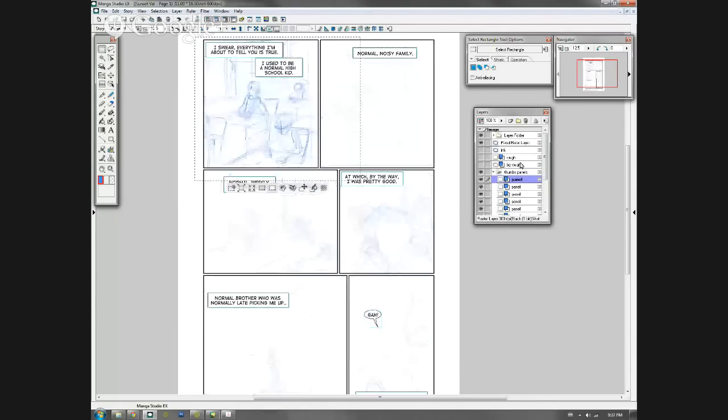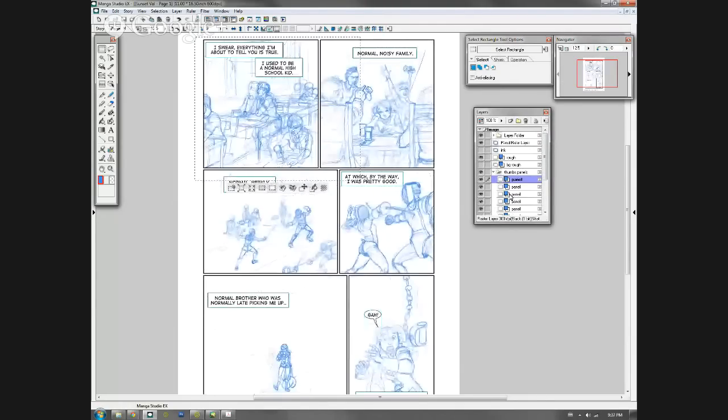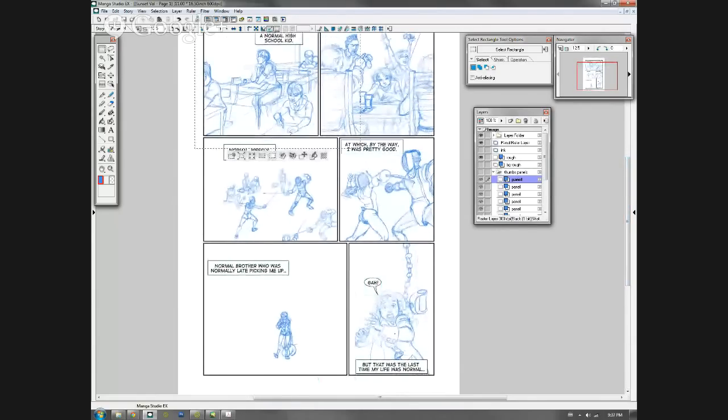Before the inks, I will have my roughs that I will do above my rough pencils. I'll do the roughs. Sometimes I'll do my backgrounds on a different layer so that I can really concentrate on the characters and really have the right poses. But I will do my backgrounds first. Always do the backgrounds first so you can place your characters properly.